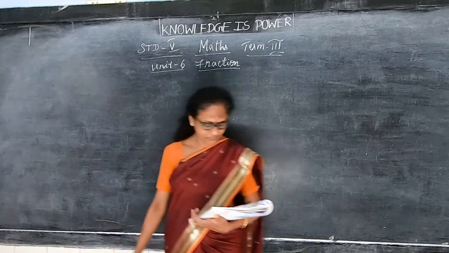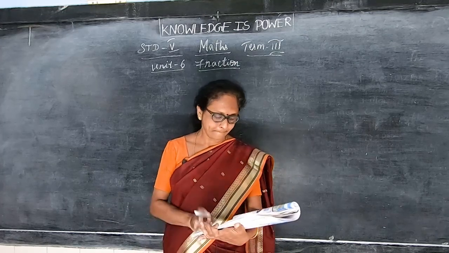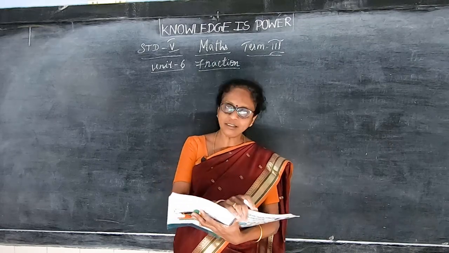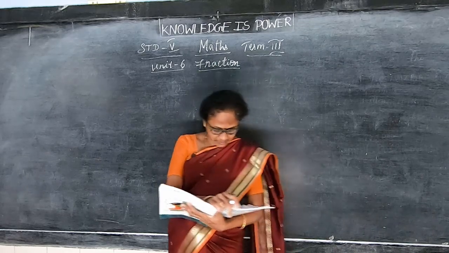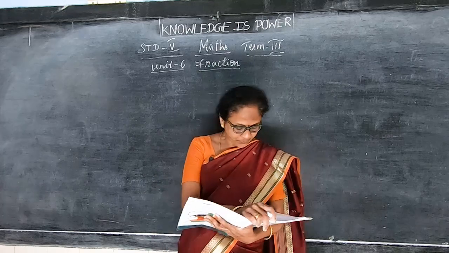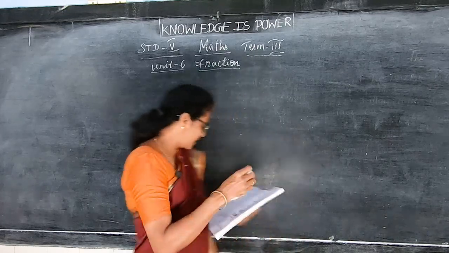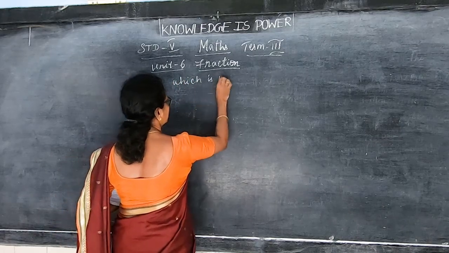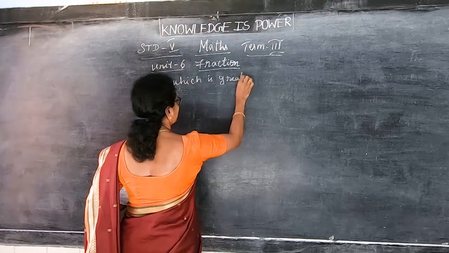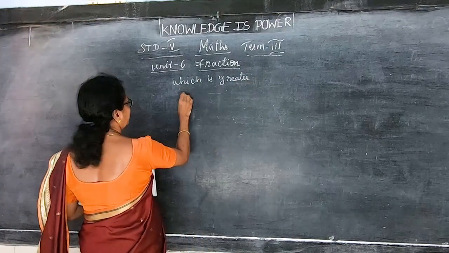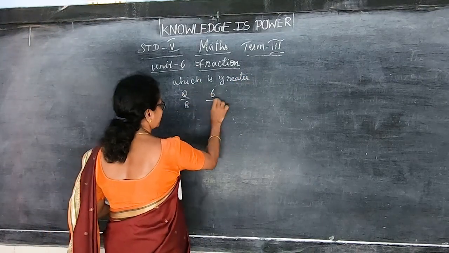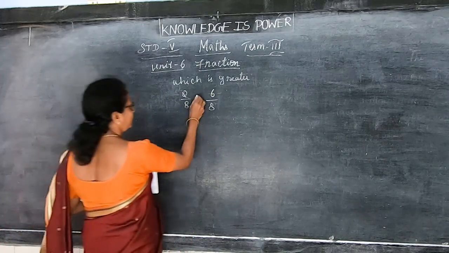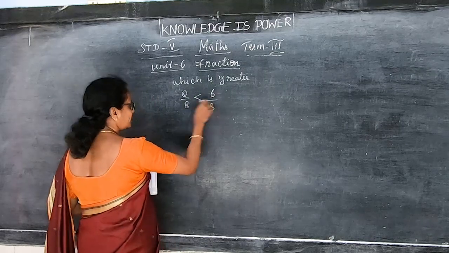The first one is the numerator and the second one is the denominator. Now, which is the greater fraction? Which is greater? In this, let us compare 2 by 8 and 6 by 8. Which is the smaller one? 2 by 8 is smaller than 6 by 8.